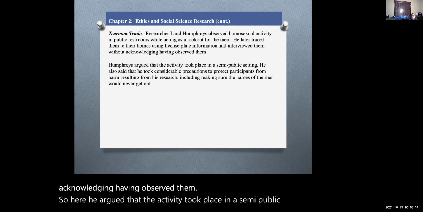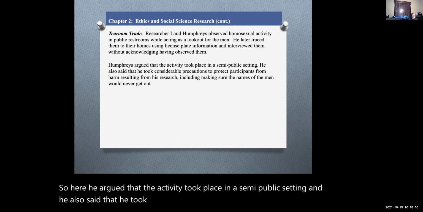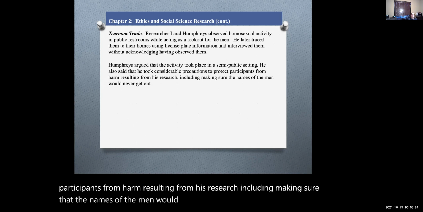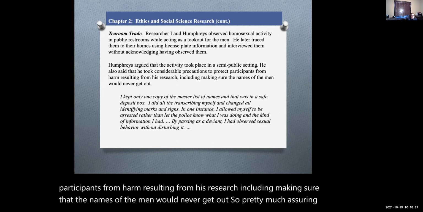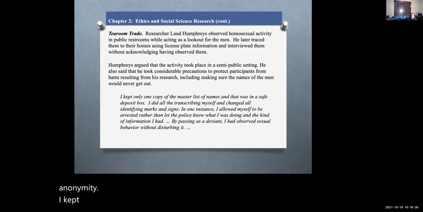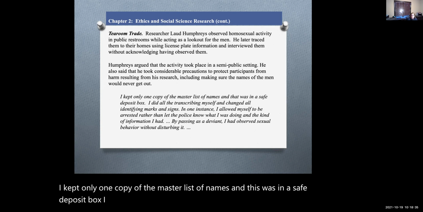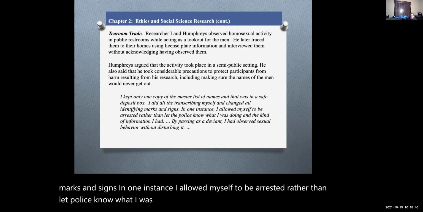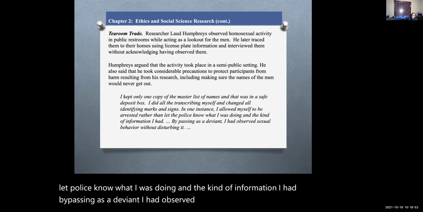He also said that he took considerable precautions to protect those participants from harm resulting from his research, including making sure that the names of the men would never get out, pretty much assuring anonymity. "I kept only one copy of the master list of names, and this was in a safe deposit box. I did all of the transcribing myself and changed all identifying marks and signs. In one instance, I allowed myself to be arrested rather than let the police know what I was doing and the kind of information I had. By passing as a deviant, I had observed sexual behavior without disturbing it.